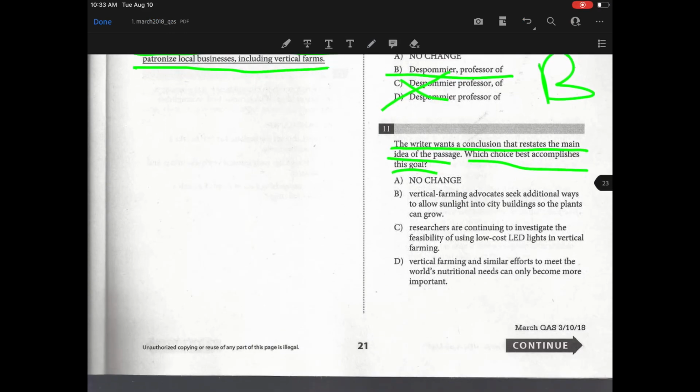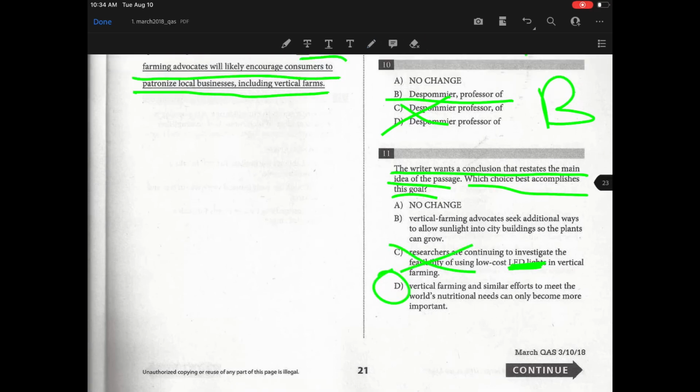We know that this passage is about the advantages of vertical farming. Let's see what we have. Vertical farming advocates seek additional paths, additional ways to allow sunlight into city buildings so the plants can grow. Researchers are continuing to investigate the feasibility of using low cost, but it's not just about lights, though. So I don't think I'm going with that. Vertical farming and similar efforts to meet the world's nutrition needs can only become more important. Yes. I'm going with D. Why? Because this is way too specific. The passage is not about the lights. It's about vertical farming. Now, why can't we have A here?